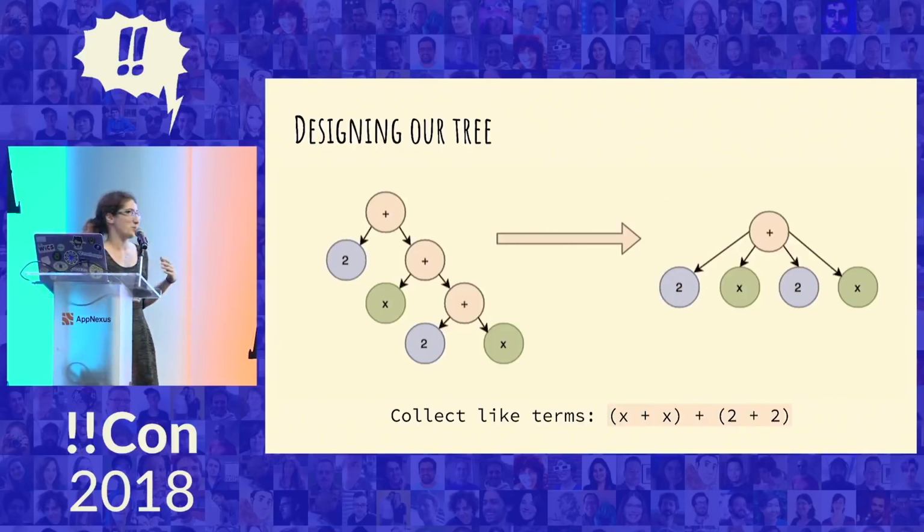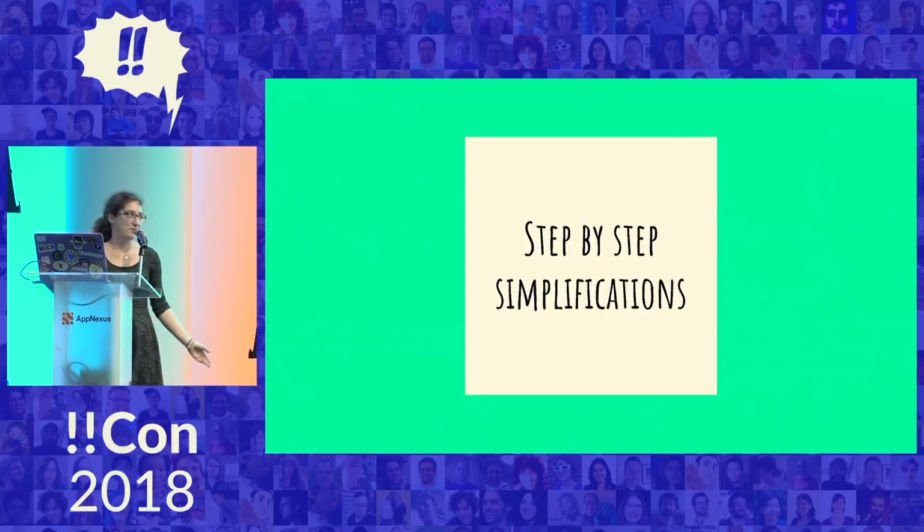And it turns out it's way harder to do that when they're all spread out in the tree, but if they're all the same child of the same plus node, then it's a lot easier to find those things to collect and combine together. All right, so we have a parse tree. Next step, we want to simplify it, step by step.